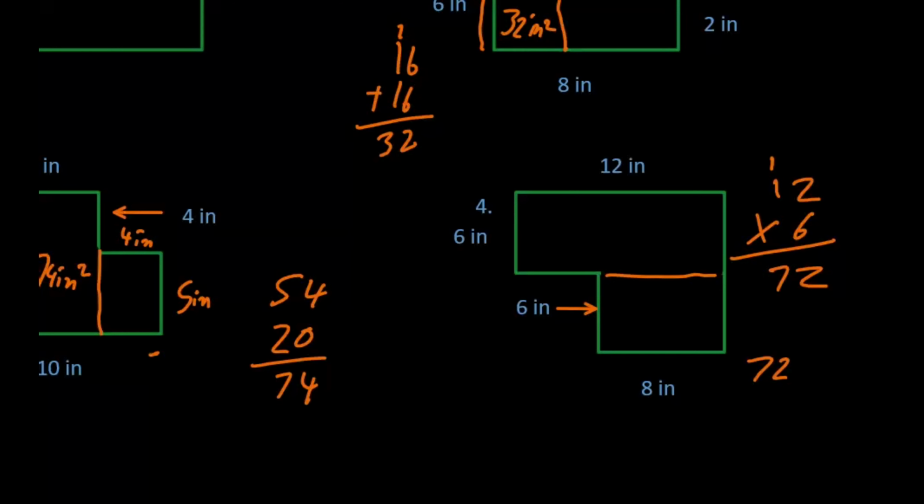Okay, and then now we have to figure out this part of it, right here. And the length is 6 inches and the width is 8 inches. So 6 times 8 is 48. So now we have to add 72 plus 48. 2 plus 8 is 10. So you carry the 1. 1 plus 7 is 8. 8 plus 4 is 12. So 120 inches squared.